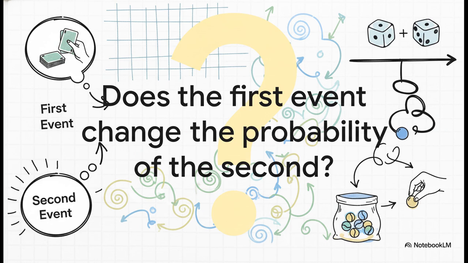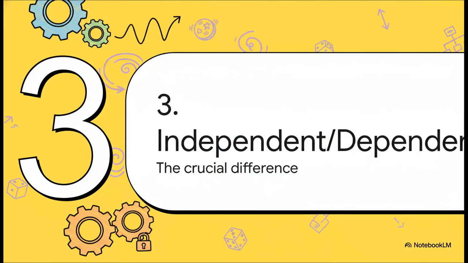And here's that wrinkle. It's a critical question you have to ask yourself before you start multiplying anything. Does what happened in the first event have any effect at all on the chances of the second event? Because the answer to that question completely changes how we do the math. This brings us to this absolutely vital distinction between what we call independent and dependent events. Getting this right is so important, whether you're pricing insurance policies or trying to diagnose a patient. You've got to know if your events are linked.